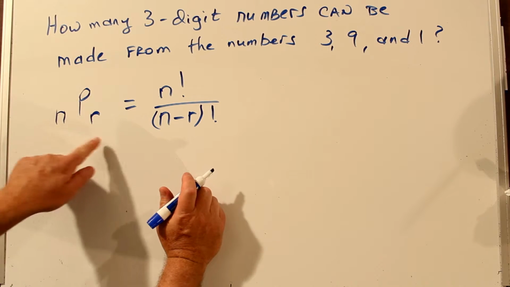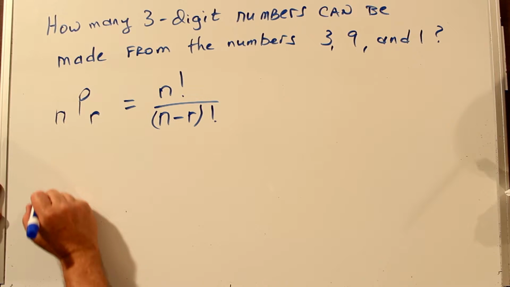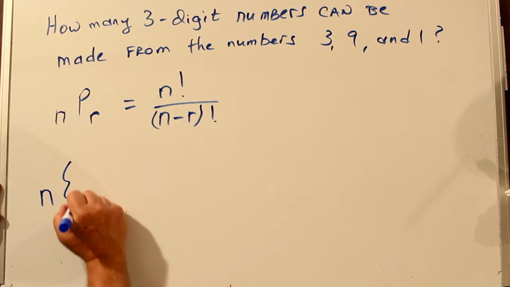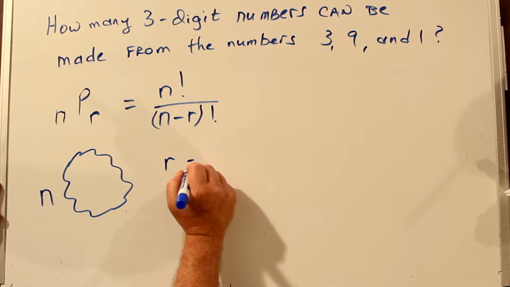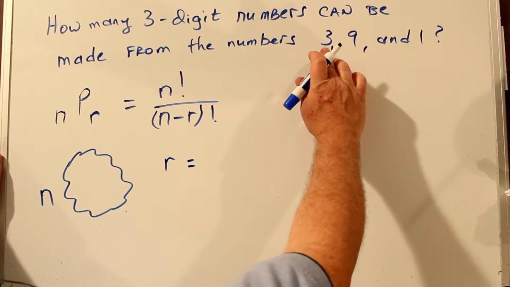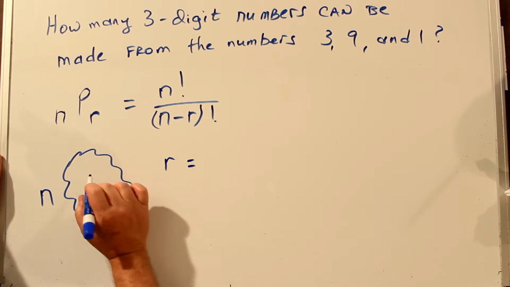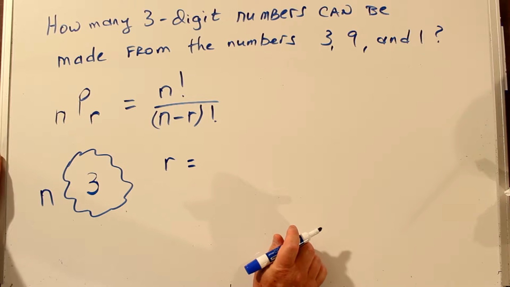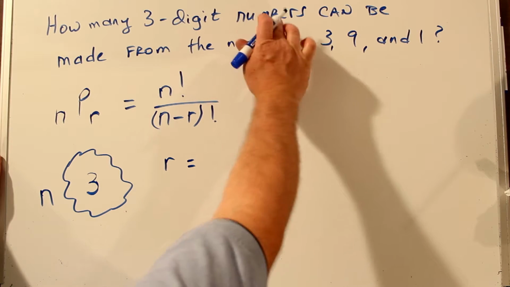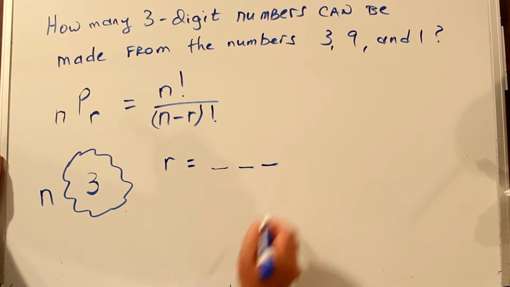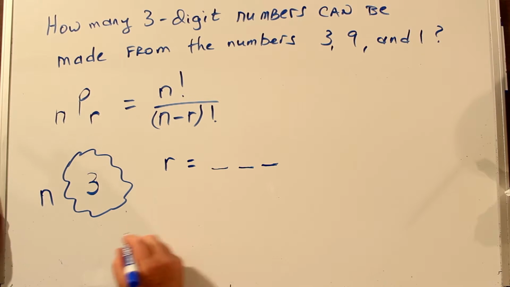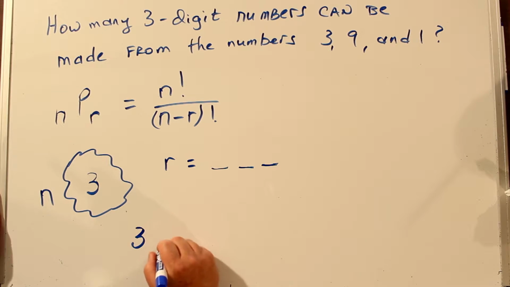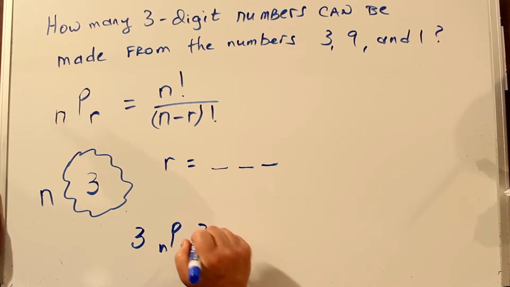We have to find what n and r are, and n is the number of things in our universe. How many things do we have to pick from? And r is the number of choices that we're going to be making. Our universe are the numbers 3, 9, and 1, so n is 3. There are 3 different numbers to choose from. And we're looking to make 3-digit numbers, so r is also 3. So we're looking to make 3-digit numbers from a universe of 3 numbers, the permutation of 3 things taken 3 at a time.